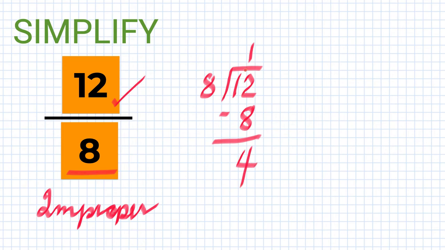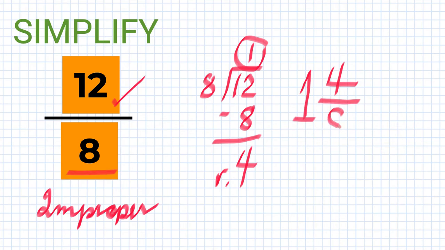So now, again, the quotient or the answer here will be our whole number. The remainder here, 4, will be our numerator. And that's it. Now, you simply copy the denominator, which is 8. Is this final? Is this simplified? Try to check. I guess this is not yet final.